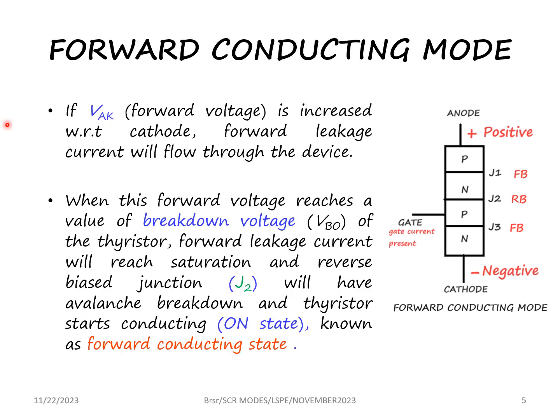Forward conducting mode: when the forward voltage between anode and cathode is increased, forward leakage current flows through the device. When the forward voltage reaches the breakdown voltage or breakover voltage VBO of the thyristor, the forward leakage current will reach saturation and the reverse biased junction J2 will have avalanche breakdown. The thyristor starts conducting. A current flows from anode to cathode. It goes to the on state and this is known as the forward conducting state.